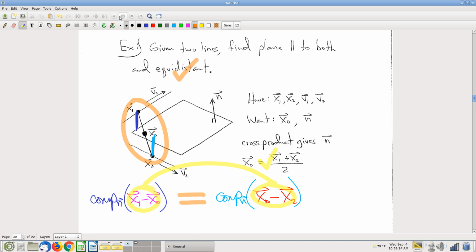Everybody on board? Tricky little argument there. It's a nice application of components, though. That's cool.